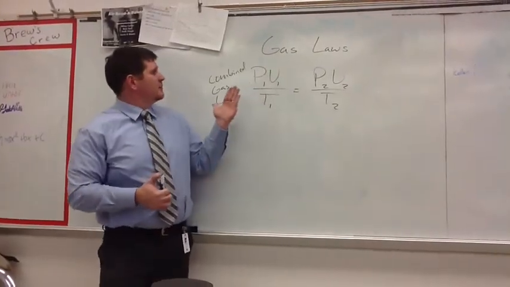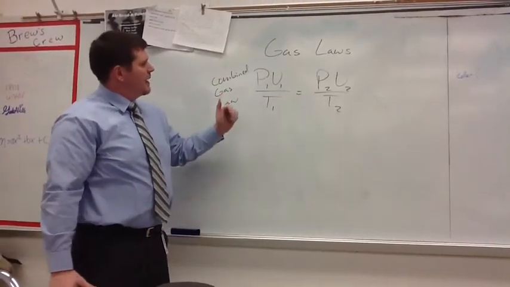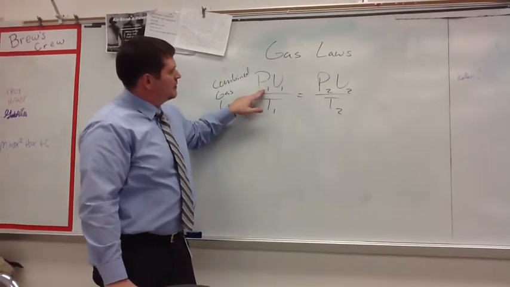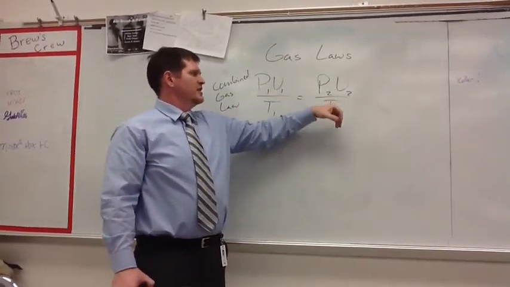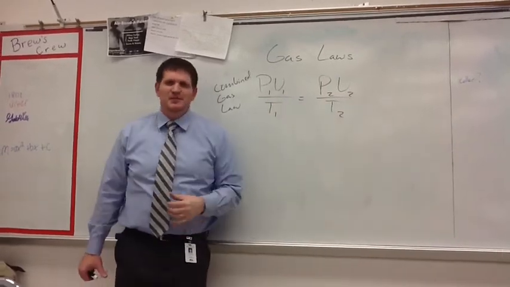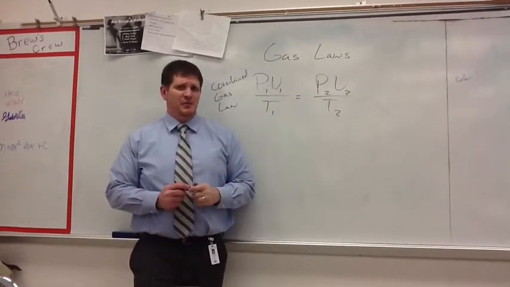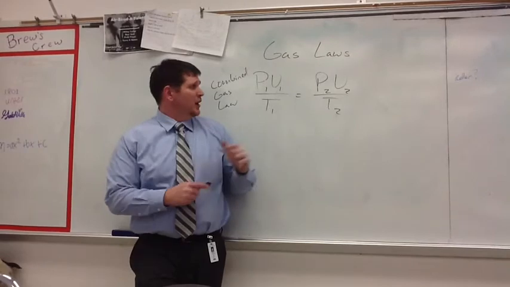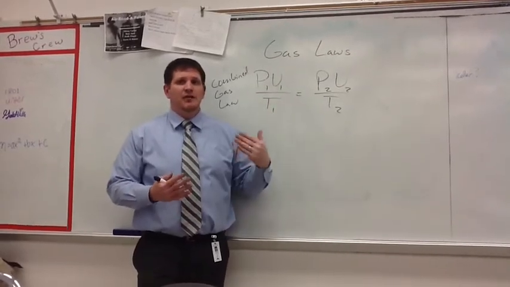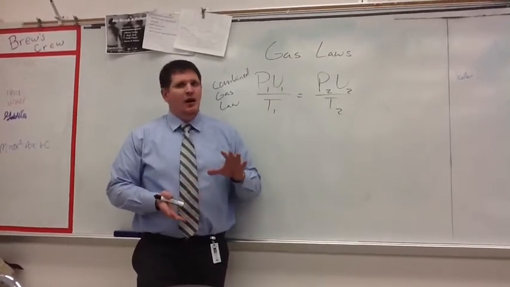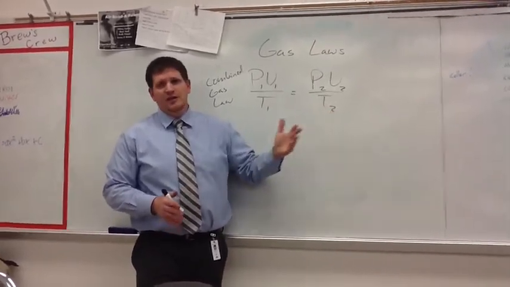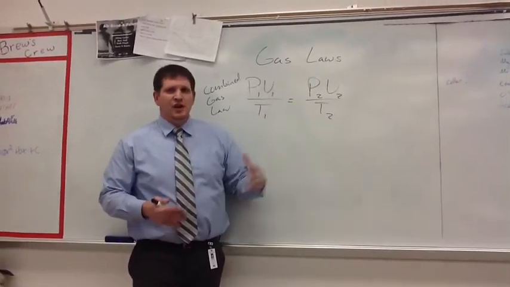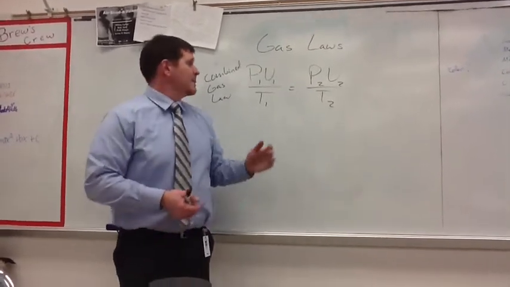Okay, we have the combined gas law up here. Now the combined gas law is P sub 1 V sub 1 over T sub 1 equals P sub 2 V sub 2 over T sub 2, which sounds like a complete mess when you say it like that. So we just go PV over T equals PV over T. All we have is conditions that change, resulting in either a pressure change, a volume change, or a temperature change.